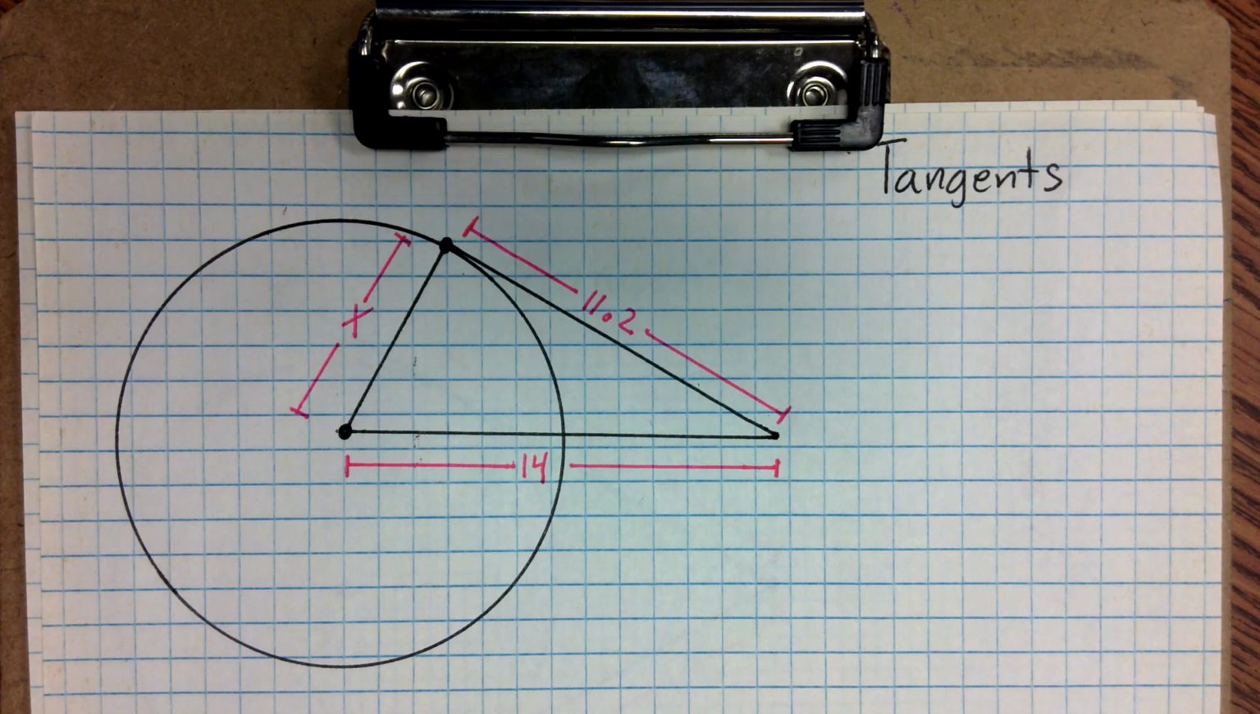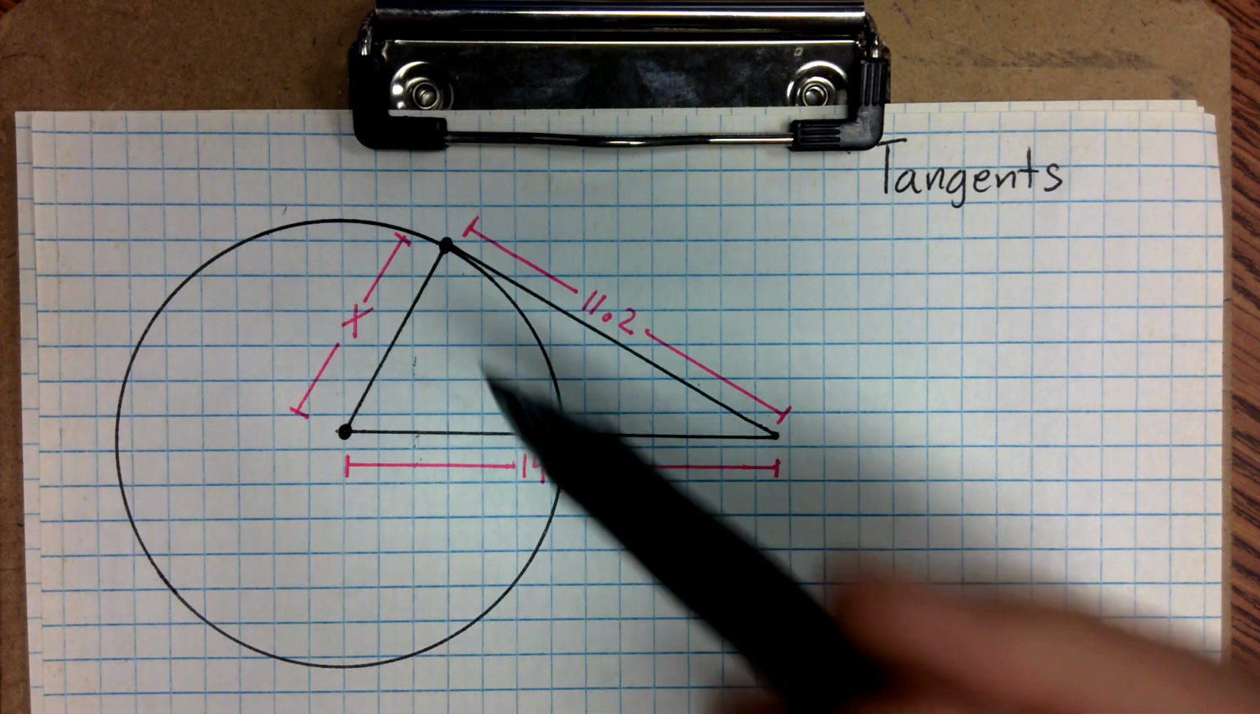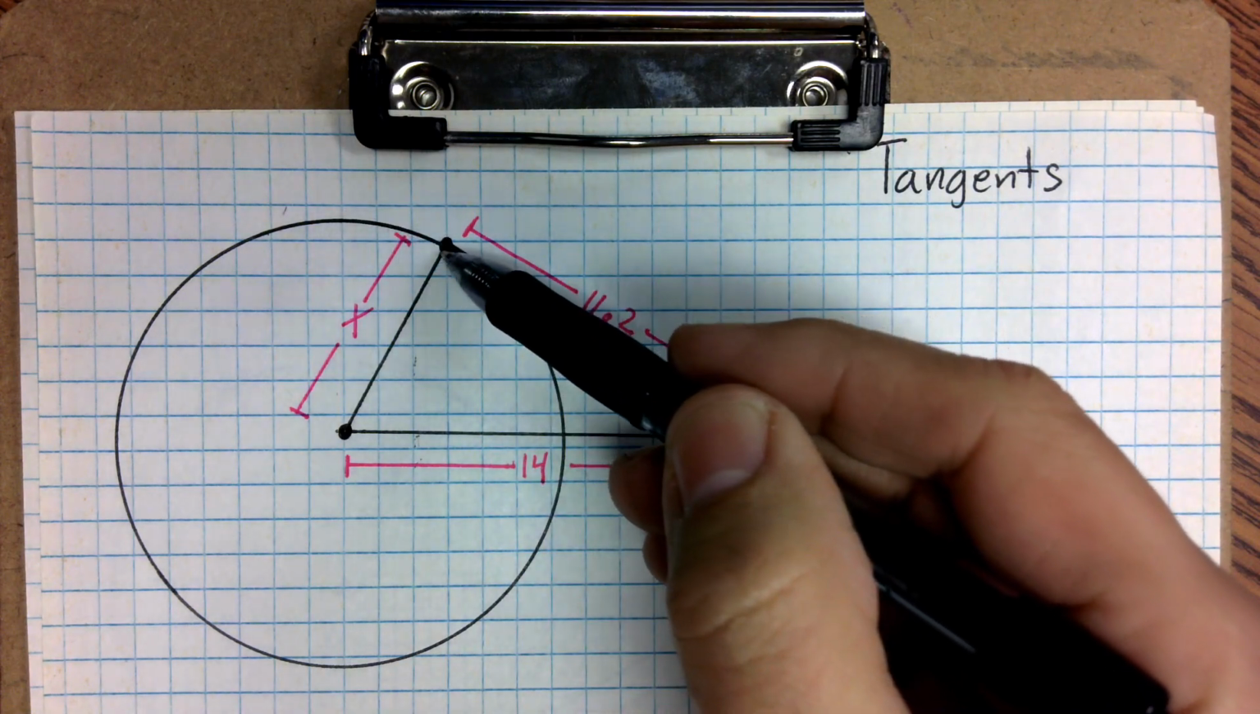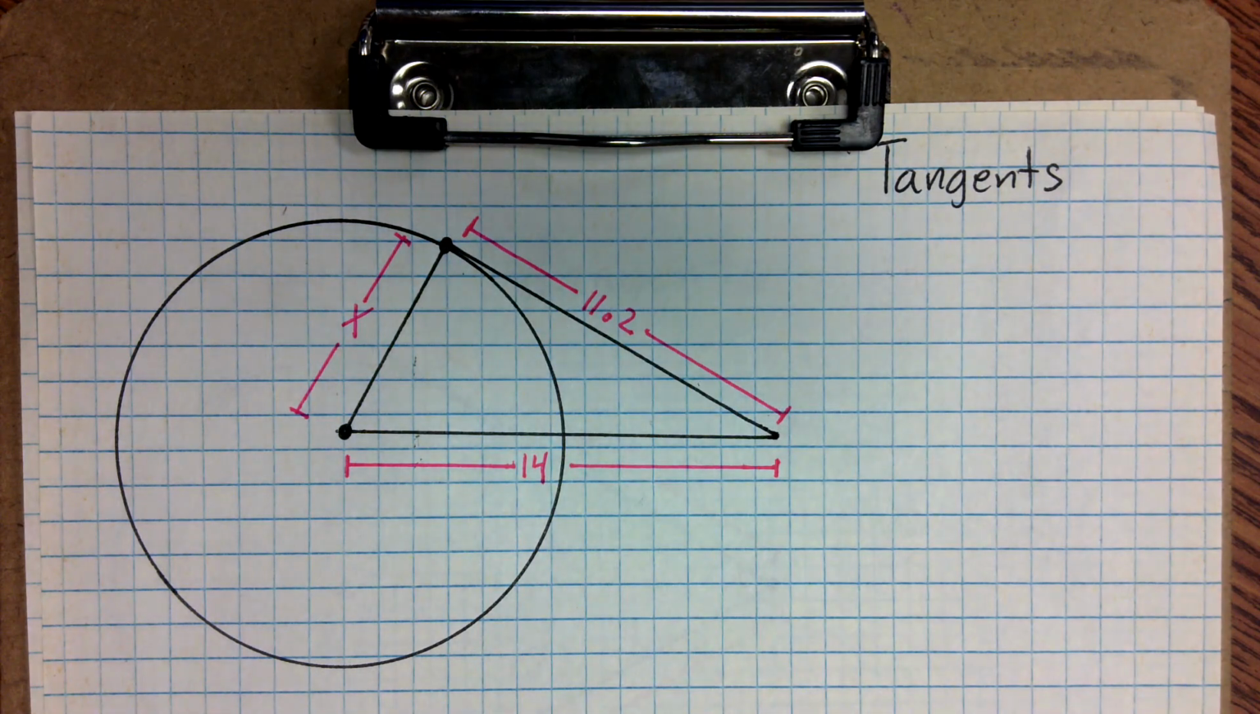In this video, we're going to be looking at tangent lines. One of the things about a tangent line is it's a straight line that never enters the interior of a circle, but as it crosses and contacts the circle, it makes a right angle. So that's what I mean when I say tangent line.